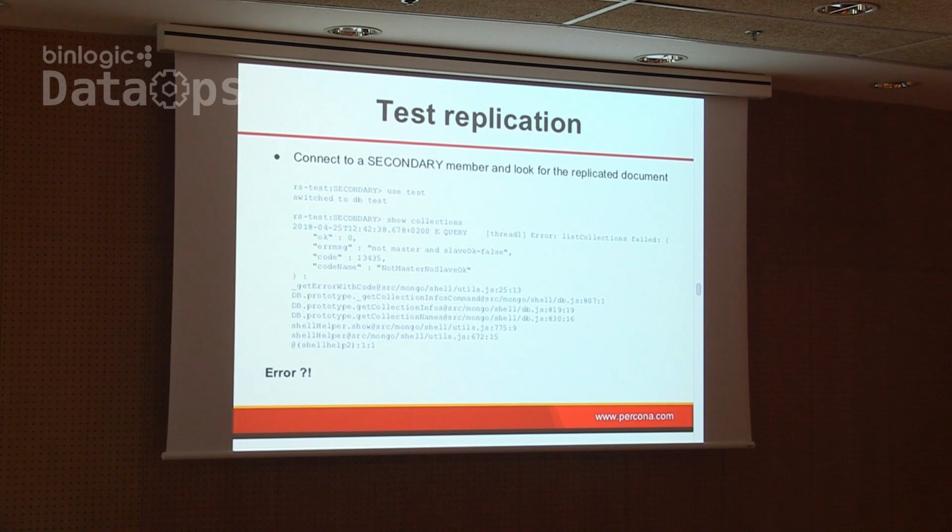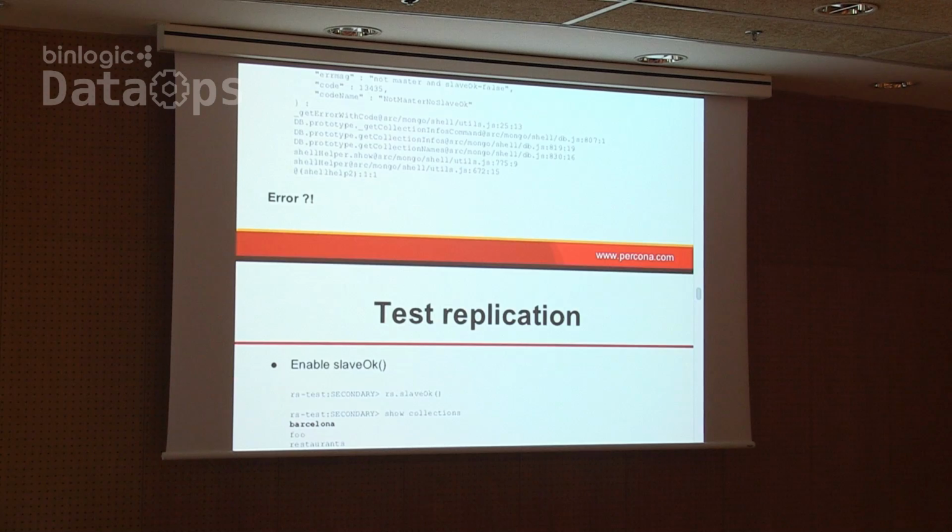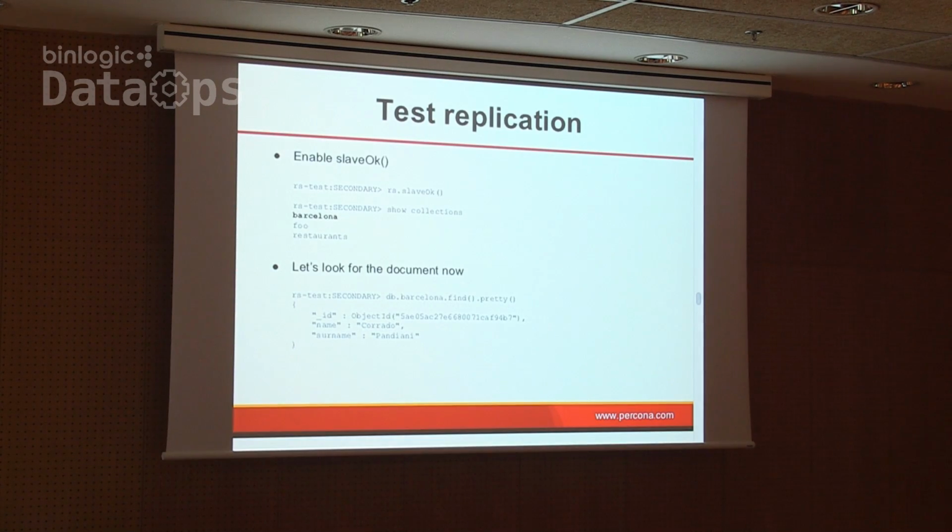So what we need to do, if you want to read something from the secondary, is just issue this kind of command, rs.slaveOK. After doing rs.slaveOK, I'm telling the secondary, hey, I am a proper user. I know what I'm doing, so I want to read data from the secondary. So after doing rs.slaveOK, I'm able to run my read query again. So I'm going to find the same document I created on the primary node.